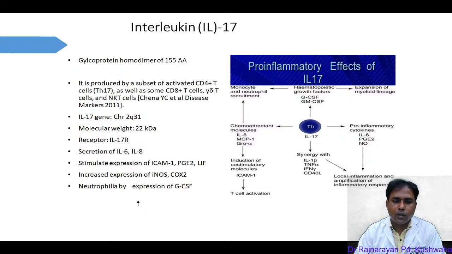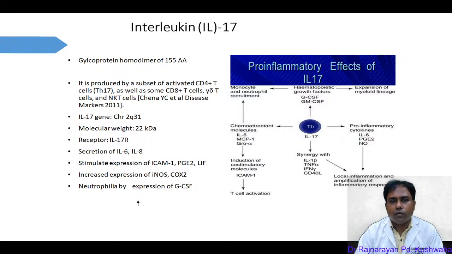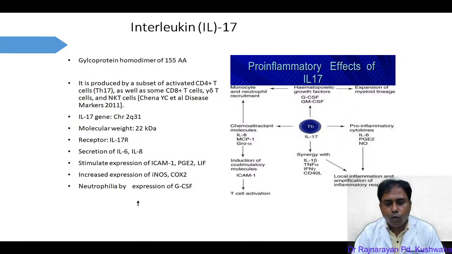Interleukin 17 receptor signaling leads to secretion of interleukin 6 and interleukin 8. Interleukin 17 stimulates expression of ICAM-1 and PGE2, increased expression of COX2, and neutrophilia by expression of G-CSF. In the diagram we see here the pro-inflammatory effect of interleukin 17.